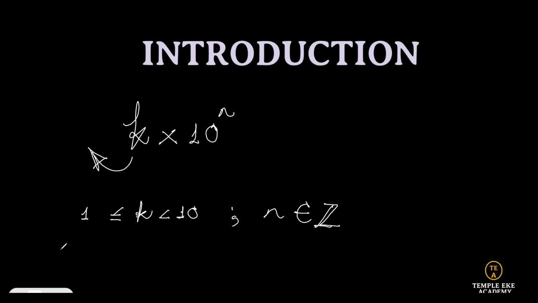So values like 1.0, 1.1, even chains of values, 3.172 are allowed, so long as we have a single non-zero digit before the decimal point. K is allowed up to the value 9.9. So a single digit that is not a zero before the decimal point. N, of course, is any integer. It could be positive or negative. Let us look at some examples of figures that are in standard form.